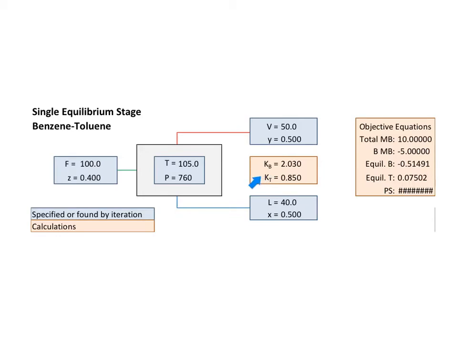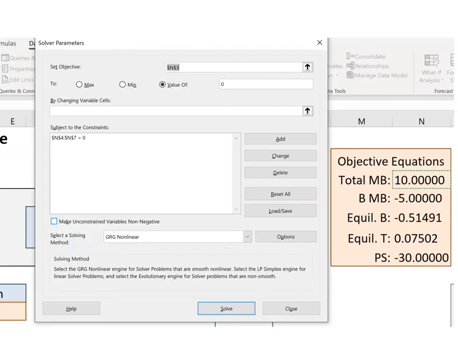These are the K values calculated from Antoine's equation, and it's the vapor pressure divided by the total pressure. And over here are objective equations. The total mole balance, benzene mole balance, equilibrium for both benzene and toluene, and that process specification. That's 5 objective equations, so we will be varying 5 things. That will be the temperature, vapor flow rate, composition, liquid flow rate, and composition. That's an awful lot of equations to solve by hand, so instead we'll use the Solver application in Excel.